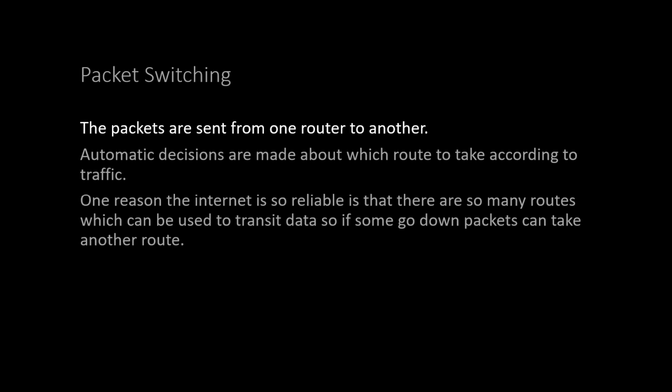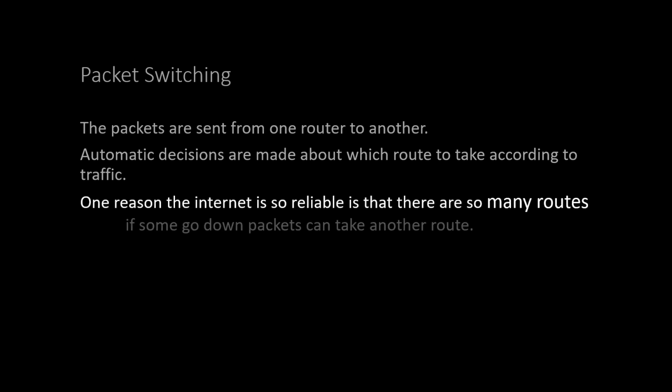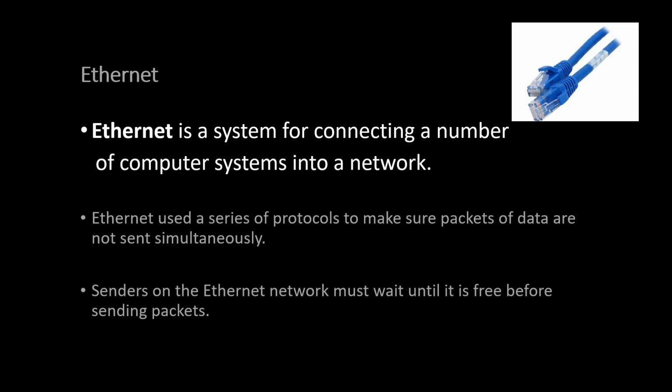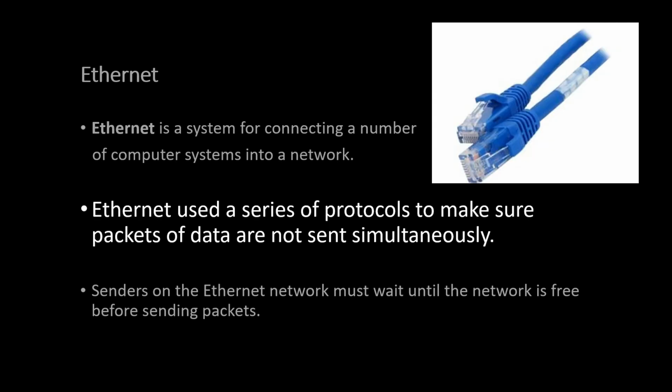And then we send them from one router to another, and the routers make decisions about which route the data should take. And it may take different routes. If a route goes down, it will ultimately route around it. And then the protocols we need to know about. First of all, we've got Ethernet. Ethernet is what we've got in school. Our local area network in school is an Ethernet. It's a system for connecting computer systems on a network, and it runs a series of protocols to make it happen.